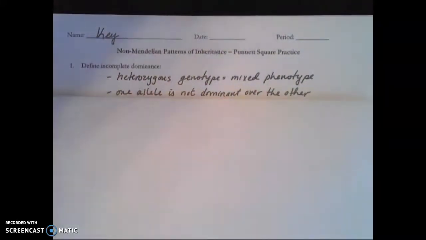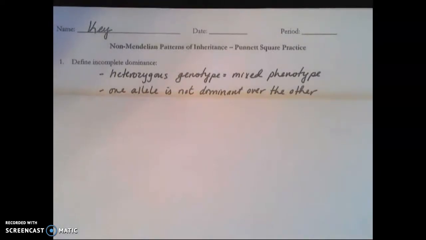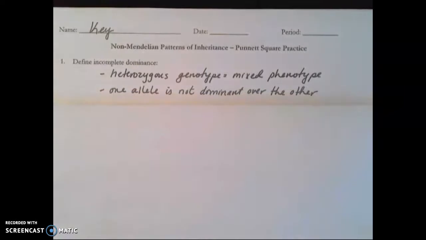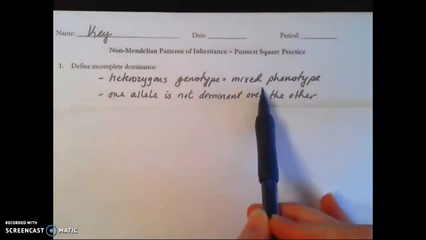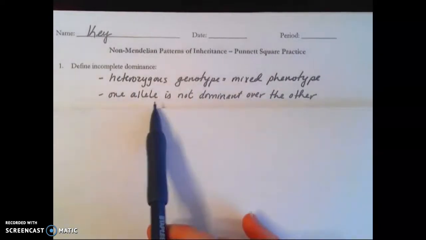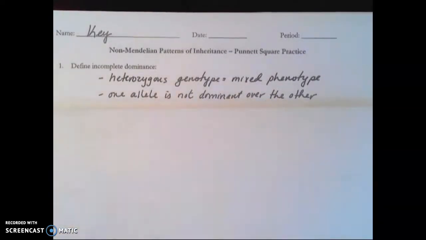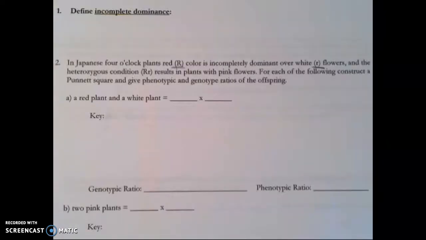So if you remember, incomplete dominance is when we have one allele not mask the recessive, so it's not dominant over the other. So the heterozygous genotype will give us a mixed phenotype. We have one allele that's not dominant over the other. So they both are shown, but in a mixed fashion. So let's look at number 2 as an example.